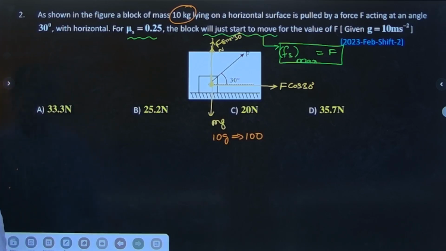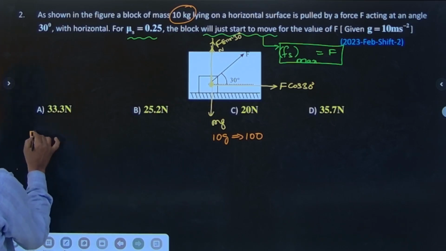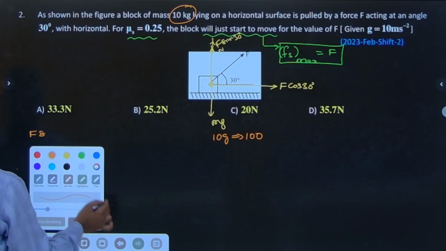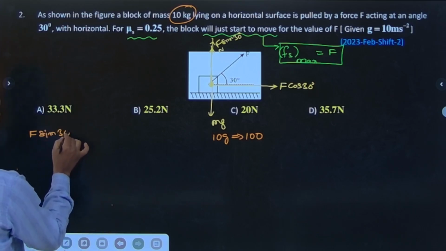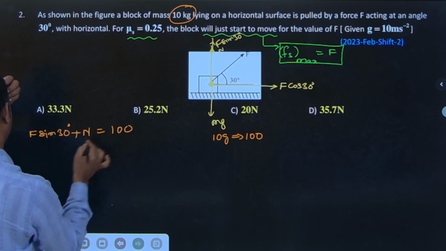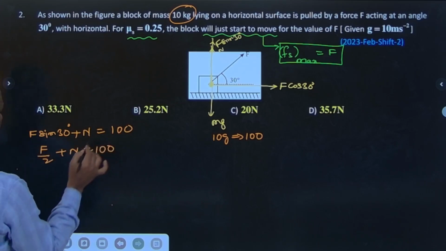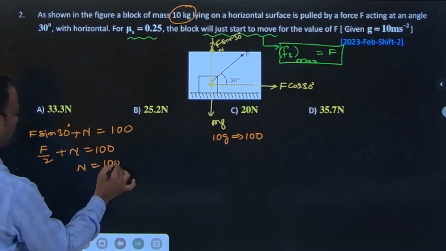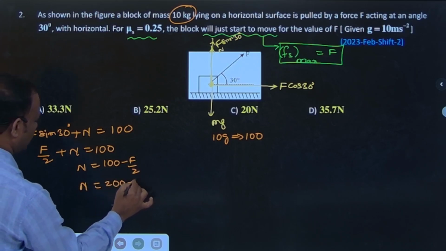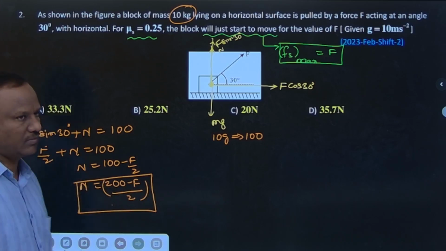Now we can write for the first situation. What are the upward forces mentioned? F sin 30 plus N is equal to Mg, which means 100. So F by 2 plus N is equal to 100, so N is equal to 100 minus F by 2. N is equal to 200 minus F by 2 is my first situation for the normal reaction.